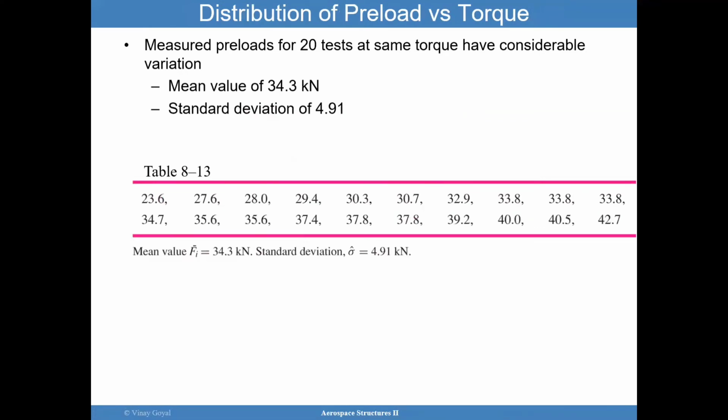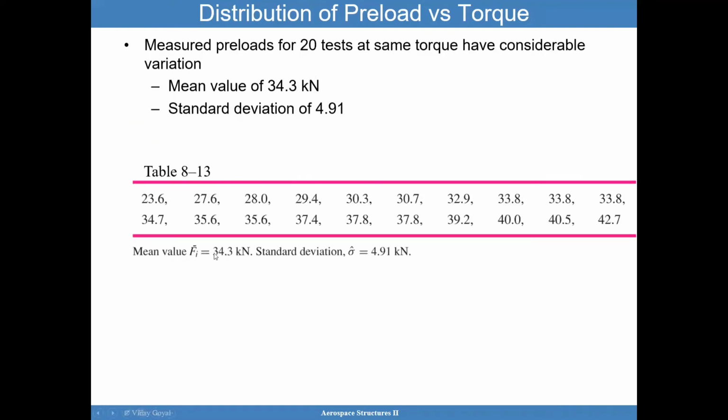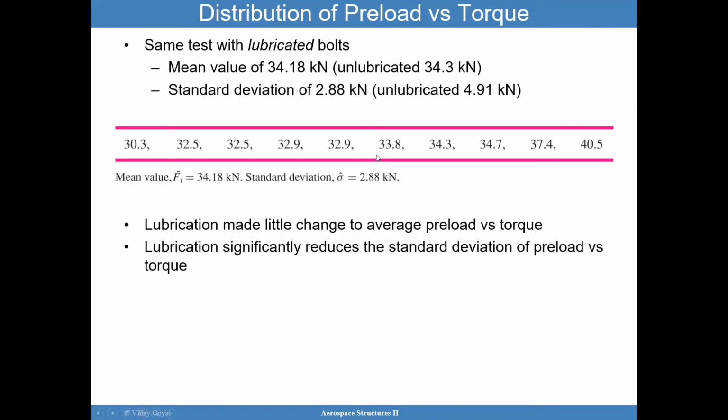I want to point out a few things here: the preload can vary substantially. But when you apply lubricant to the same samples, the standard deviations will decrease quite a bit. And so lubrication will make very little difference on the average preload versus torque. You can see here the average is 34.18 kilonewtons. Here it is 34.3 kilonewtons, but the standard deviation has been greatly decreased by half or so because we added lubrication. And so lubrication really helps with achieving a bolted joint design that provides more predictable torques.